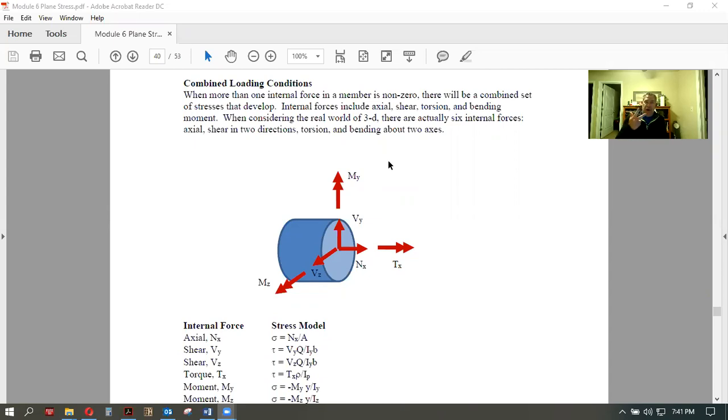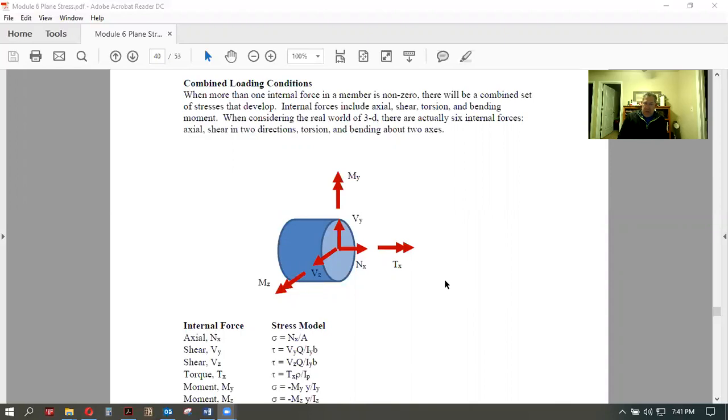And that is that there are 3 possible translations in the 3D world, and there are 3 possible rotations that might happen about those 3 axes that are associated with the translations. 3 rotations, 3 translations, and likewise, we have 6 internal forces which correspond to that very same possible movement.